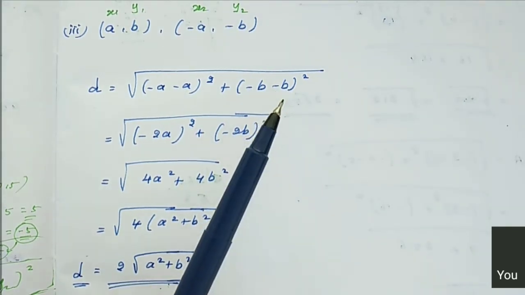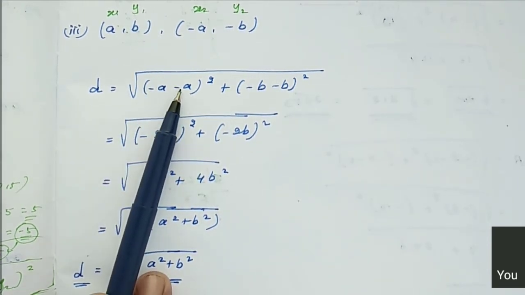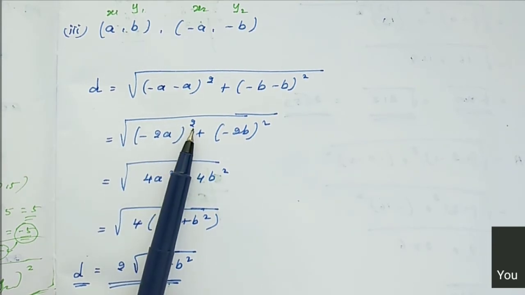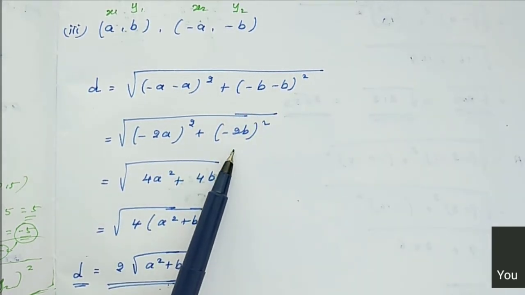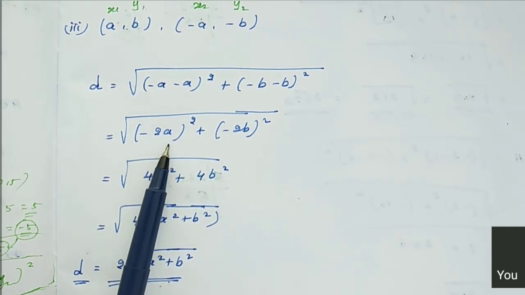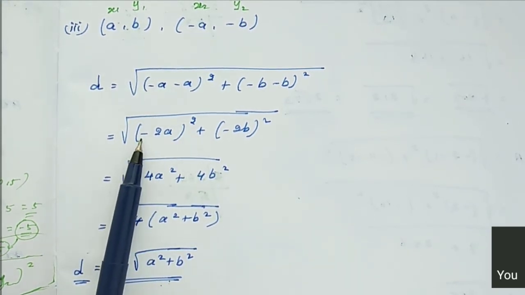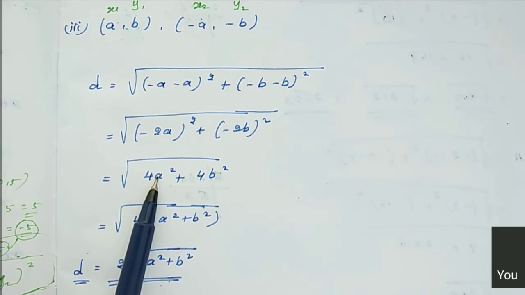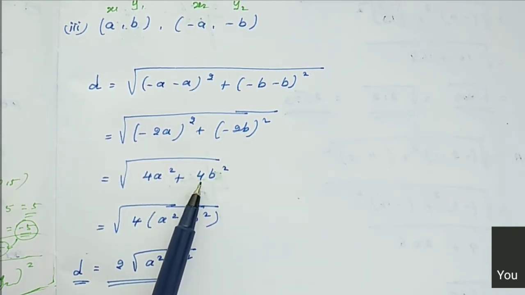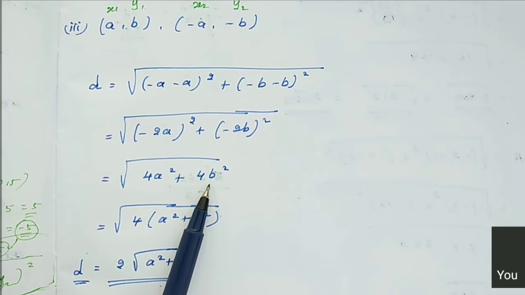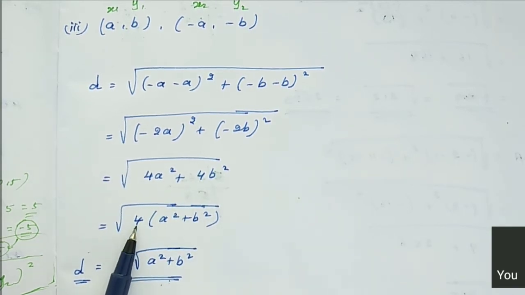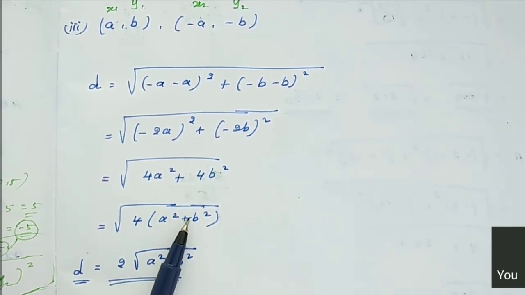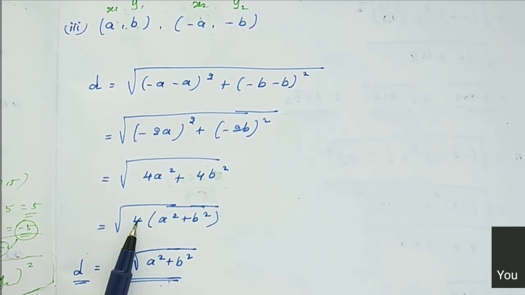Okay. Next, minus a minus a. Same sign, same variable, so with the same sign we should do the addition. Minus 2a the whole square plus minus 2b the whole square. Now the square is common for 2 and a. So 2 square became 4 a squared, minus 2a squared became plus 4 a squared. Then 4b squared. In these two terms, 4 is common. You should take 4 as common. In between the bracket, a squared plus b squared. Next, d is equal to, now we can find the square root of 4. It is 2. So 2 root of a squared plus b squared.